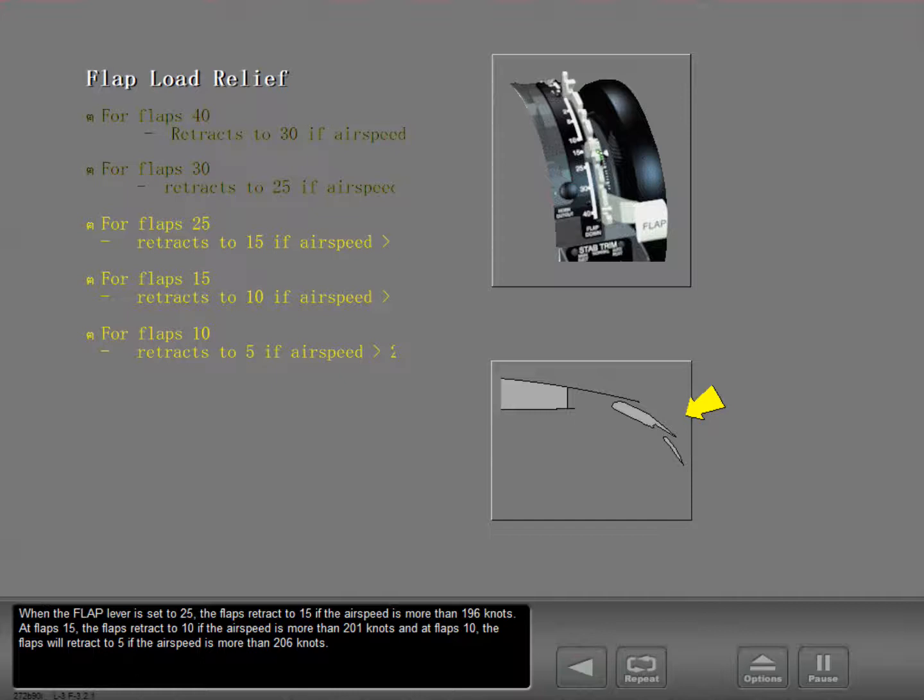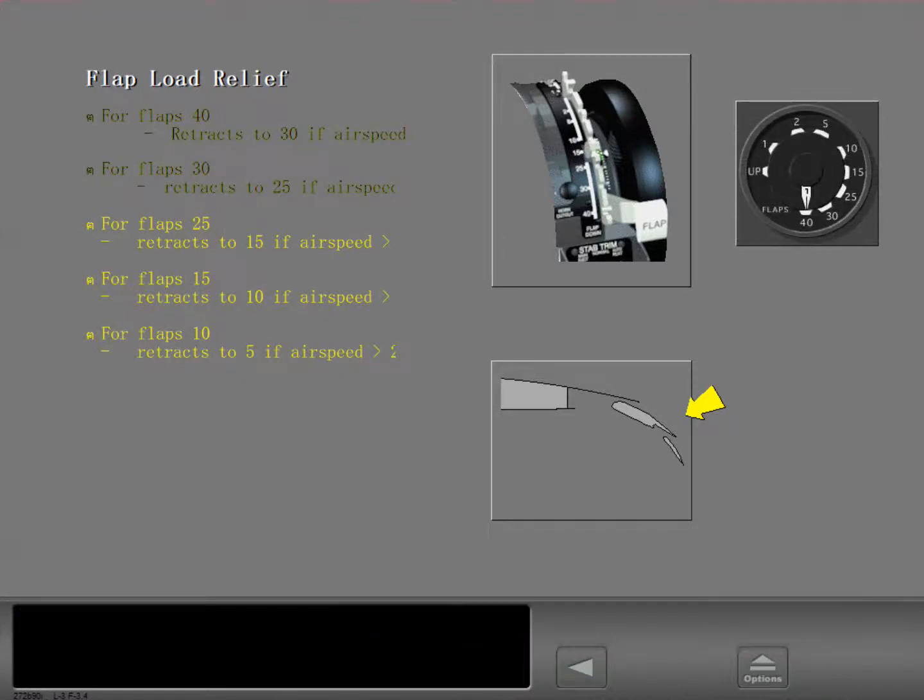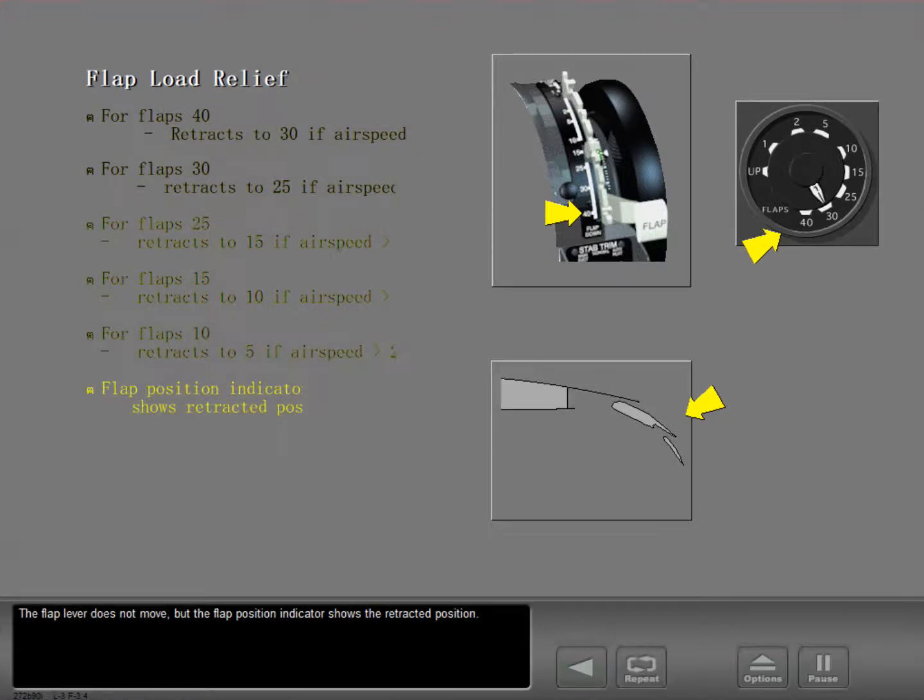When the flap lever is set to 25, the flaps retract to 15 if the airspeed is more than 196 knots. At flaps 15, the flaps retract to 10 if the airspeed is more than 201 knots, and at flaps 10, the flaps will retract to 5 if the airspeed is more than 206 knots. The flap lever does not move, but the flap position indicator shows the retracted position.